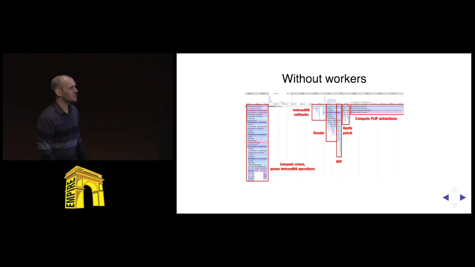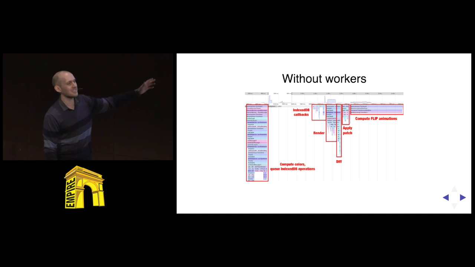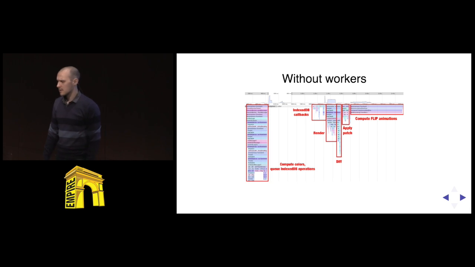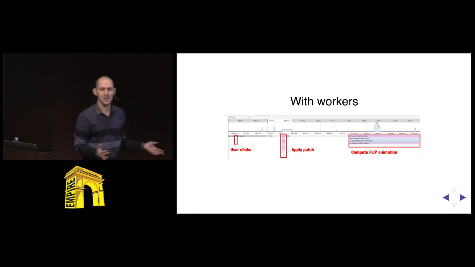I also did some measurements just to see what workers were buying me. I did some measurements in the Chrome profiler. This is what it looks like if I take the web worker out and do everything on the main thread. Basically what you should take away from this is that there's a lot going on, right? I'm doing all these computations, IndexedDB operations, rendering the virtual DOM, diffing the virtual DOM. And then if I run things in a web worker, you'll notice it's suddenly a lot quieter, right?